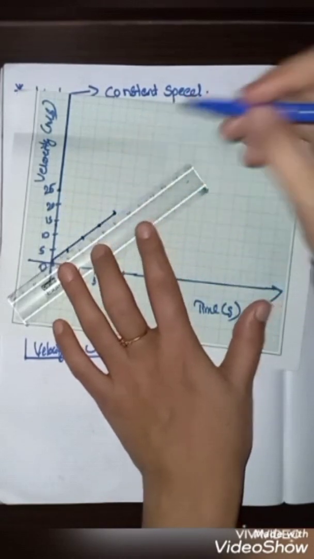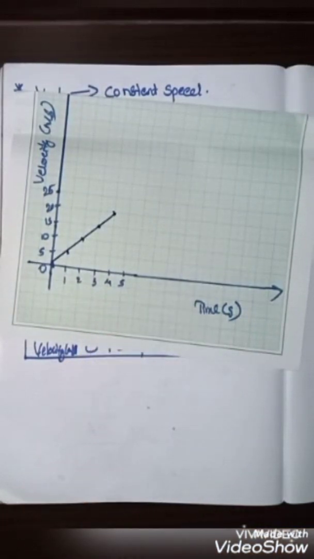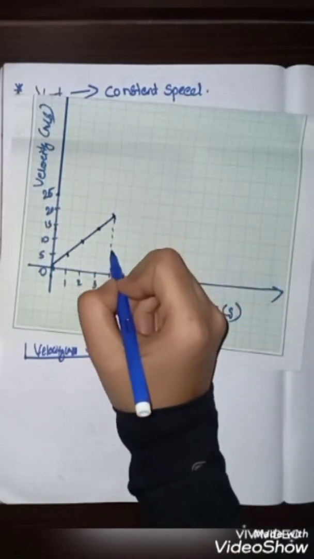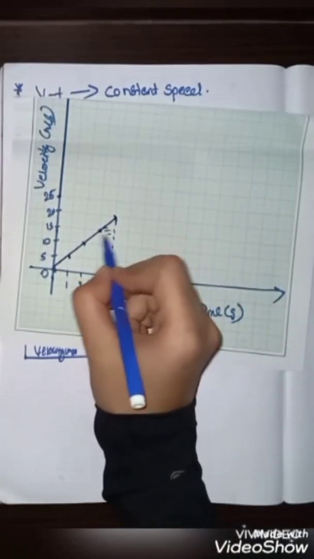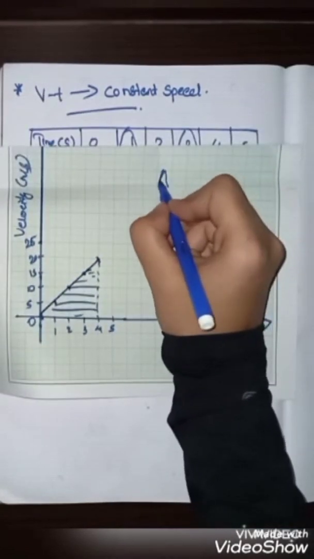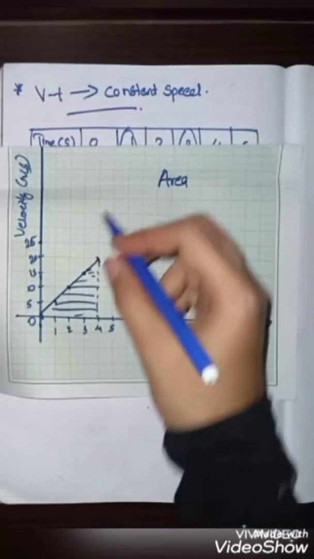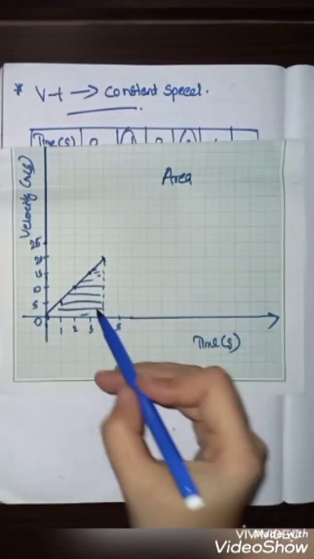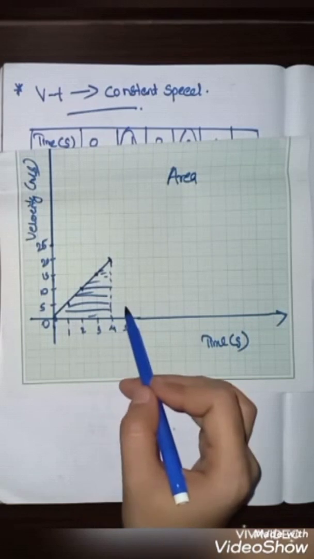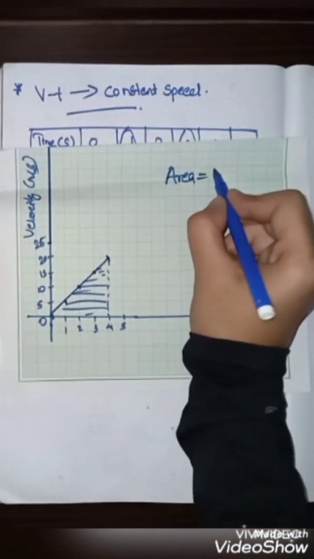Then we can join these points. Here we get a straight line which is not parallel to the x-axis. So the area of this graph will be the area under this graph. We know the area under the velocity time graph gives the distance.